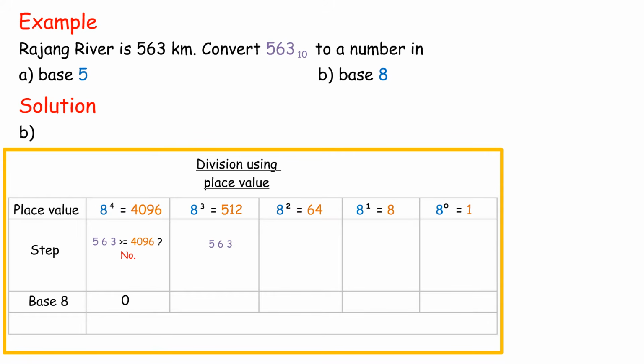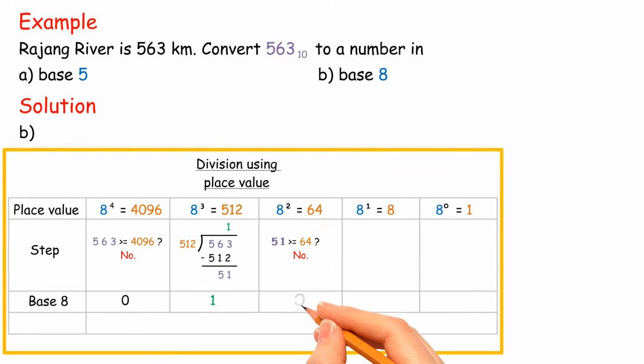Yes. Thus, 563 divided by 512. 1 times 512 equals 512. 563 minus 512 will get 51. Thus, write down 1 in base 8, and carry 51 to the next process. Is 51 greater or equal to 64? No. Thus, write 0 in base 8. Since we never divide by anything, carry 51 to the next process.